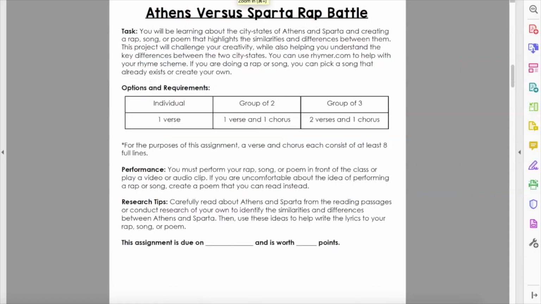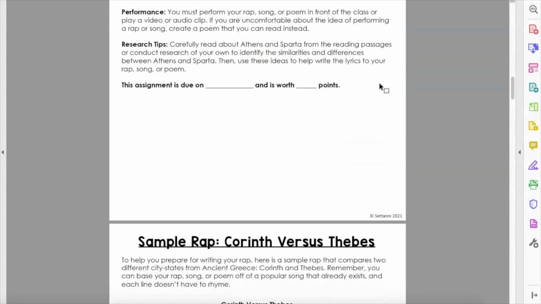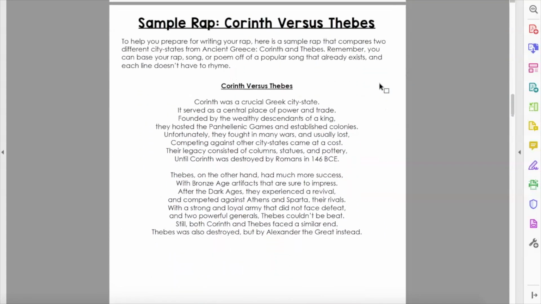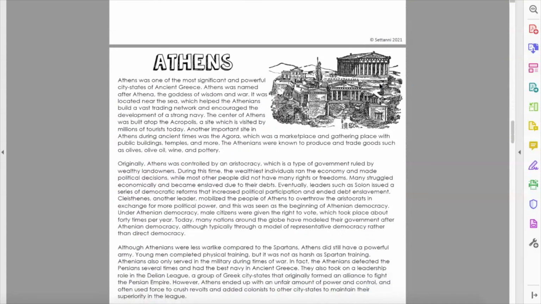A very interactive and tons of fun resource is our rap battle, and this is probably the best culmination activity for Athens and Sparta after you've had a chance to help inform your students about it.